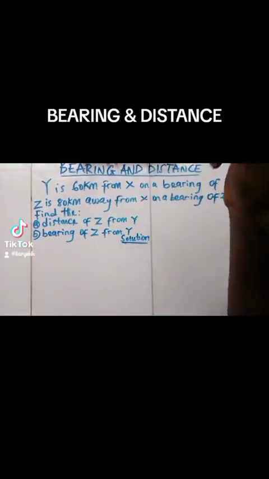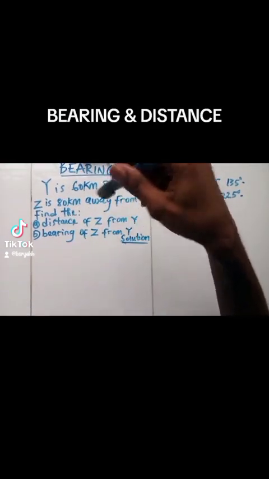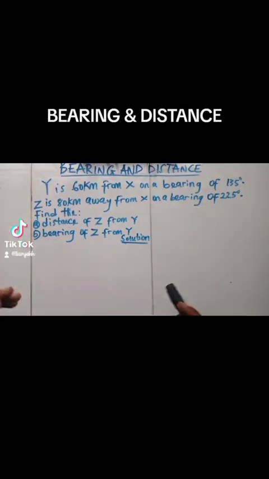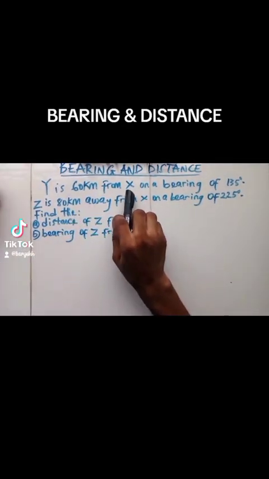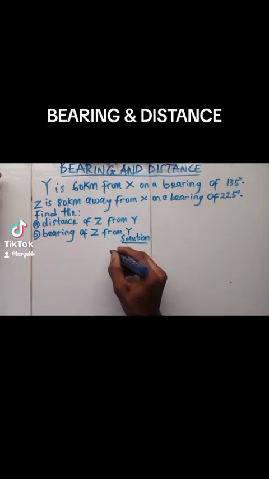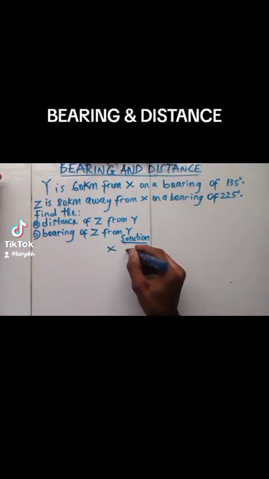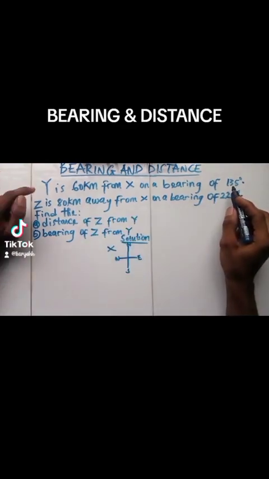So what we want to do is interpret this question as a diagram. So we are to represent this with a diagram. Let's start from this. Y is 60 kilometers from X, which means you start the calculation of the bearing of Y from this X. So I will start from X. If this is my X, with the north, south, west, and east, then Y is 60 kilometers on a bearing of 135 degrees from this X.